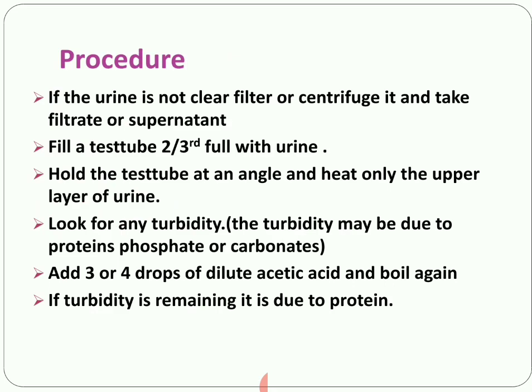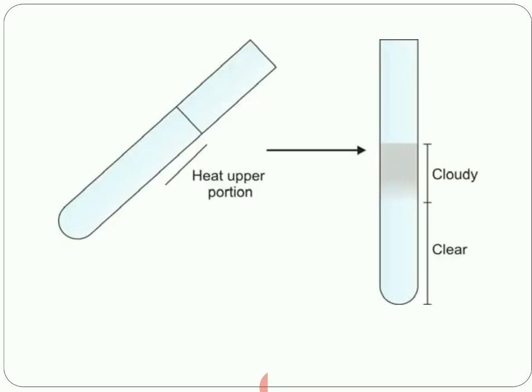If turbidity is present, it may be due to protein or phosphates or even carbonates. Then add 3 or 4 drops of dilute acetic acid and boil again. Now again check for turbidity. If turbidity is still remaining, this is due to protein. This is how the test tube should be held. Only the upper portion is heated and the lower portion acts as a control.